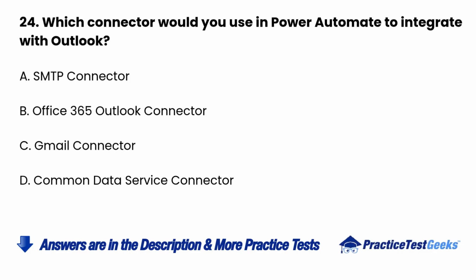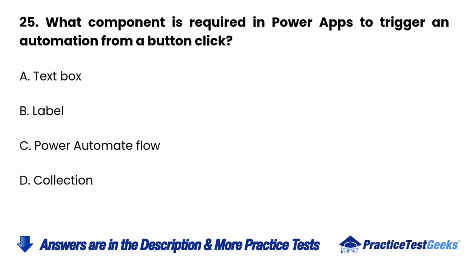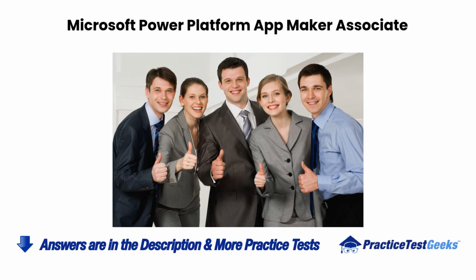24. Which connector would you use in Power Automate to integrate with Outlook? A. SMTP connector. B. Office 365 Outlook connector. C. Gmail connector. D. Common Data Service connector. 25. What component is required in Power Apps to trigger an automation from a button click? A. Text box. B. Label. C. Power Automate flow. D. Collection.